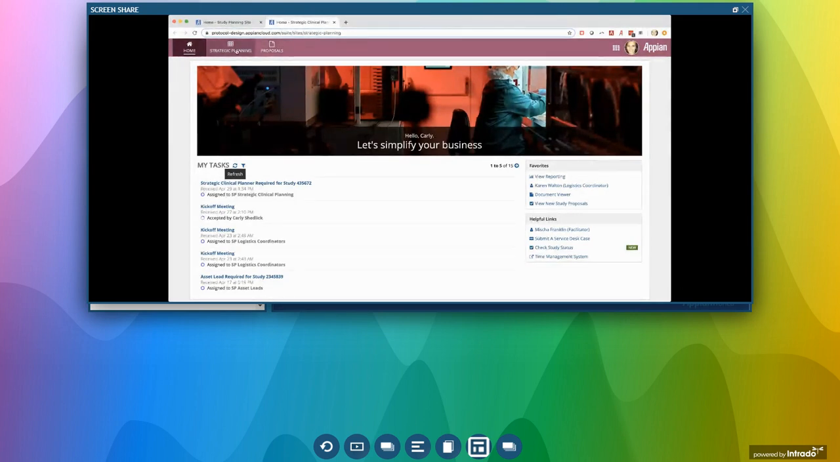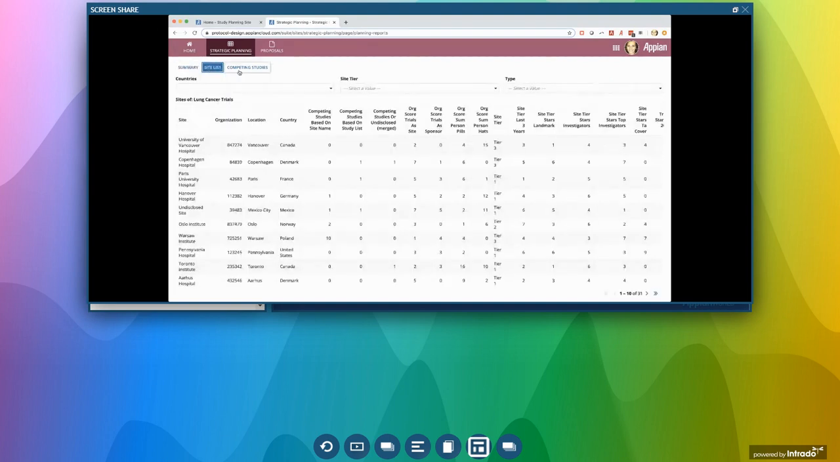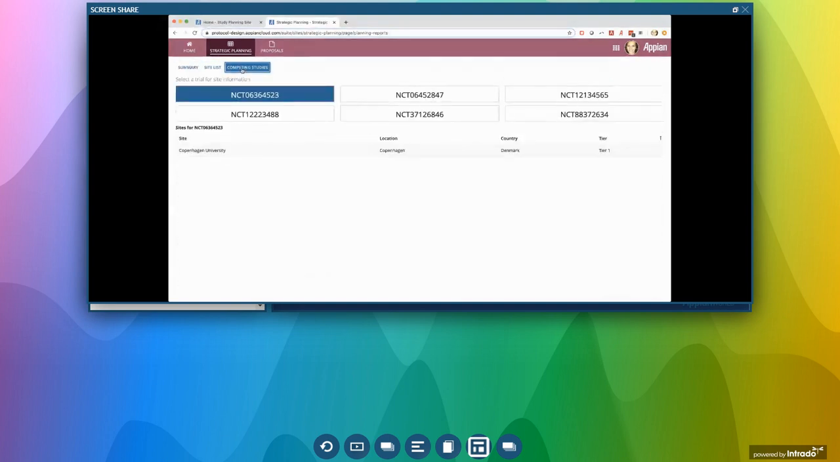That's not part of their wheelhouse, not part of their required actions, but instead they can view data information. They have access to information about sites or competing studies and can leverage that data in their decision-making process instead. We're now going back to the home page.